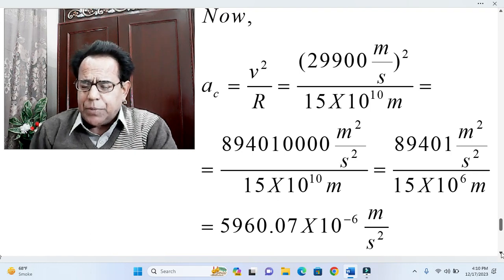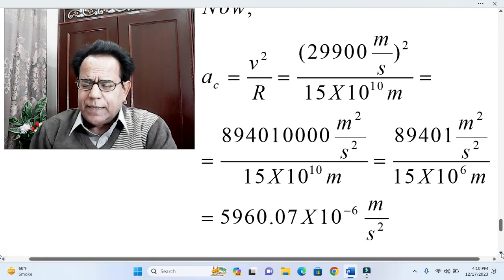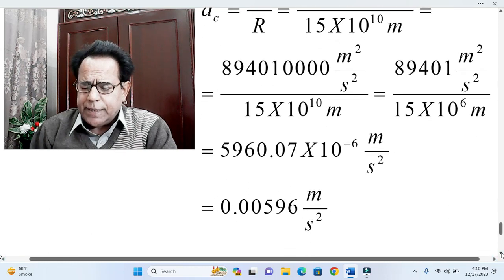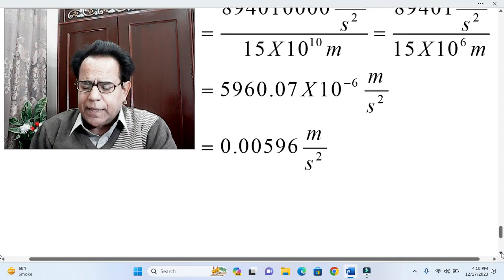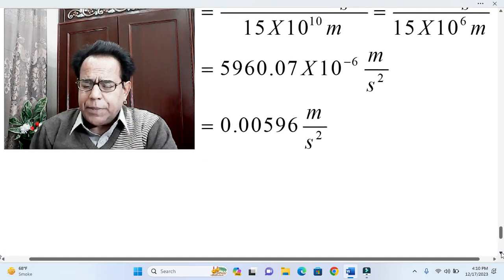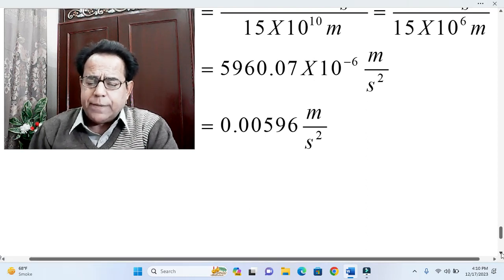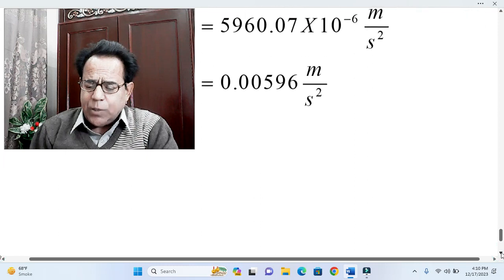Then after simplifying, finally our centripetal acceleration A becomes equal to 0.00596 meter per second square. And this is the end of our problem.